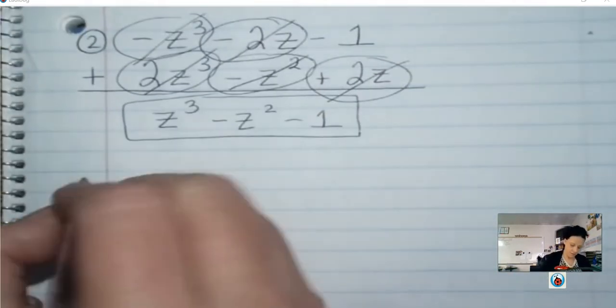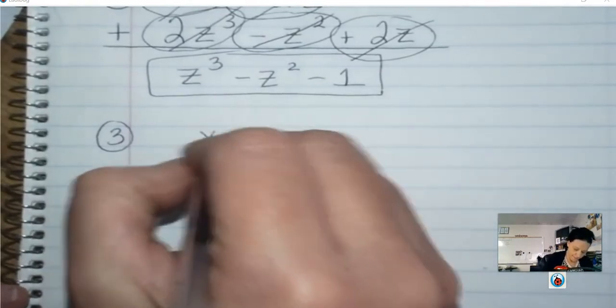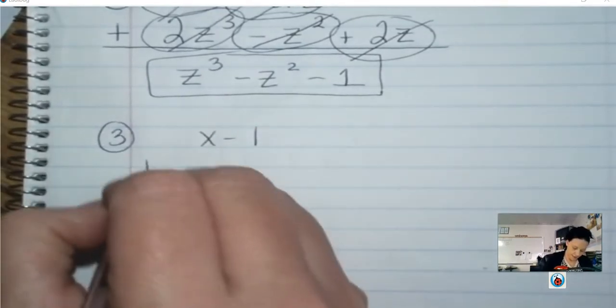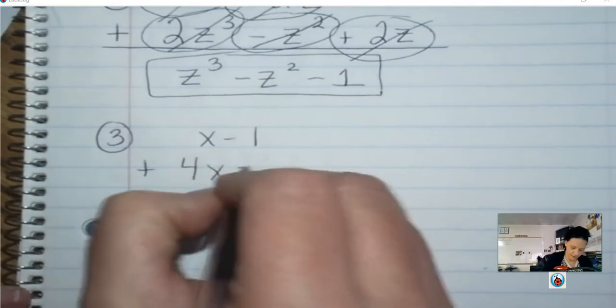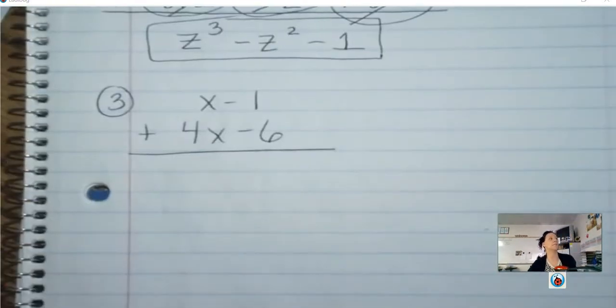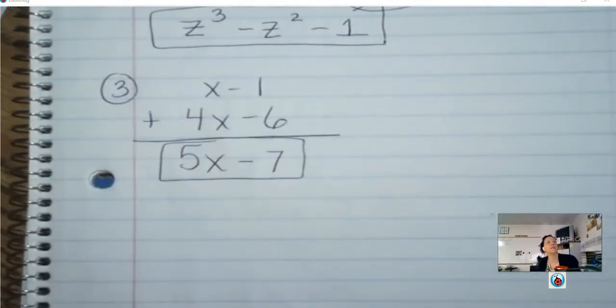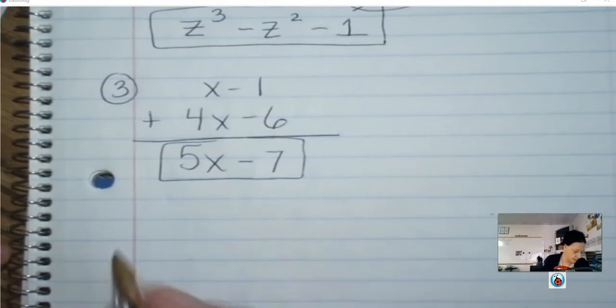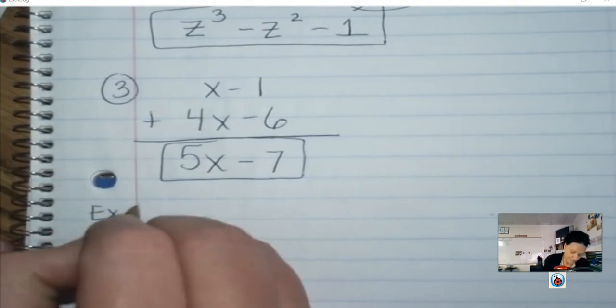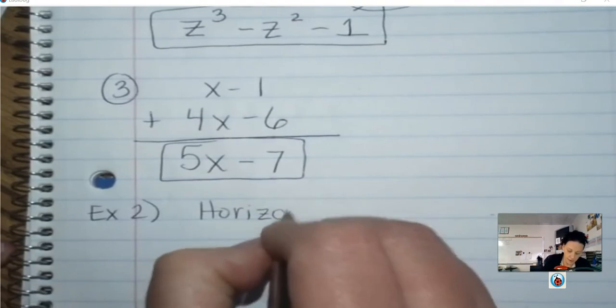Okay, another one. x minus 1 plus 4x minus 6. Find the sum. 5x minus 7. Questions there? Okay, so that was vertical, and now we'll practice horizontal. Horizontal is the one I use the most.